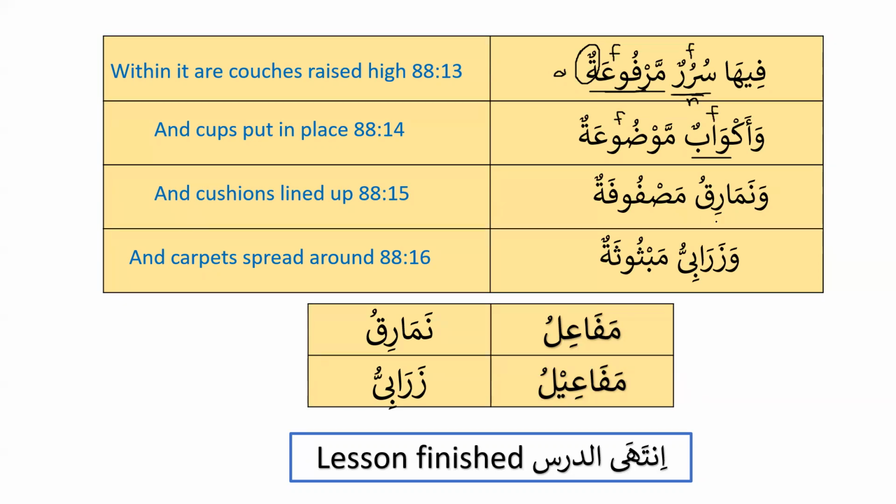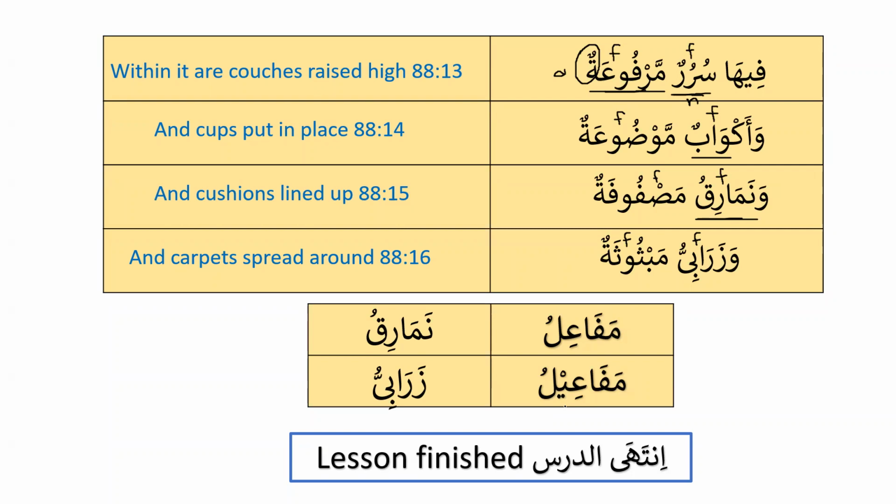Now the third example you can see over here, وَنَمَارِقُ masfufa. Now we can see that namariqu is mamnu min as-sarf. Why? It is because it's on the pattern of mafa'ilu. But we know it's the plural of ghayru aqil, so this is feminine. And also masfufatun is also feminine. And zarabiyu mabthutha. We have seen that zarabiyu is the plural of zirbun. So we can see that this is also plural of ghayru aqil. So this is feminine. And the adjective that we have for this is also feminine. And now we can see here that namariqu is on the pattern of mafa'ilu, and zarabiyu is on the pattern of mafa'ilu. This is a little bit difficult to understand.